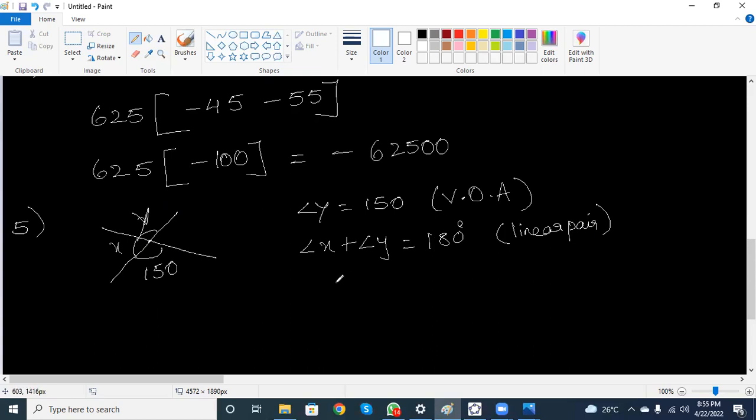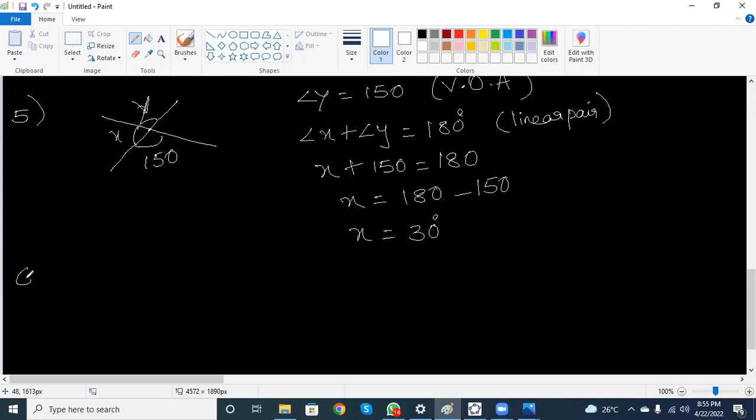Or angles on the straight line also. Anything is the reason. So x we need to find out, and y we already know is 150, 180. So x is equal to 180. If you transpose 150 to this side, it becomes negative 150. So x is equal to 180 minus 150, which gives 30 degrees.